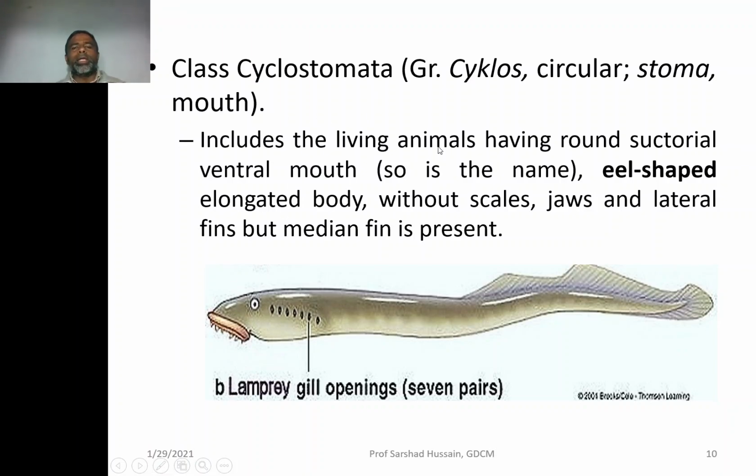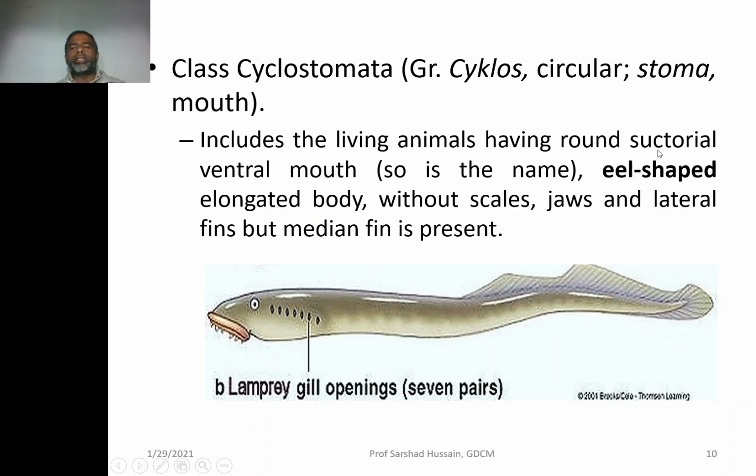It includes the living animals having a round suctorial ventral mouth. The mouth is present on the ventral side. It is round and suctorial because it can suck upon other organisms, because these organisms are parasitic in nature. They cling to the body of other fishes and with the help of this suctorial mouth, they can suck the blood of those organisms as well.